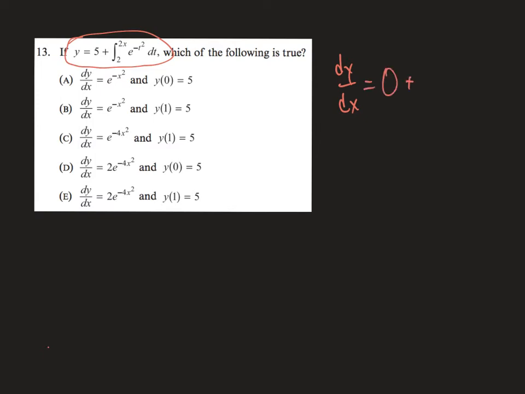The second part, we have to invoke the fundamental theorem of calculus, which basically says if you're doing a definite integral where there's a variable on the top limit, you simply plug that top function into the given function there. So this is going to be e to the negative 2x squared. And so this entire derivative is e to the negative 4x squared. So right away I'm crossing out letter A and letter B. The second part is a little more subtle. We are asked something about the initial condition.